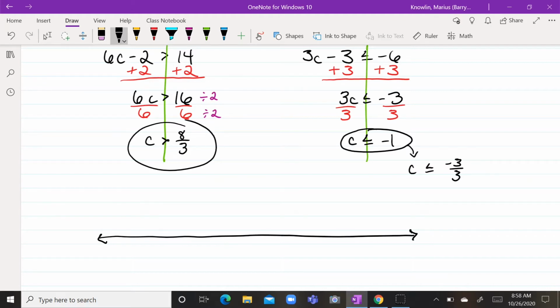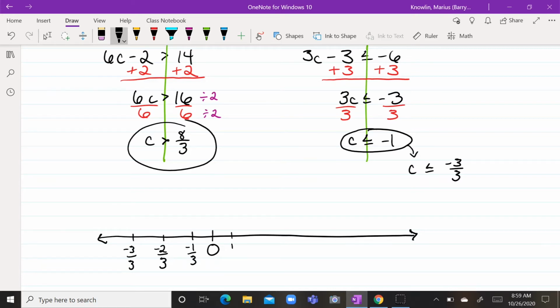So when I write up my graph here, I want to definitely have more positives, because the 8/3 is a greater thirds than the negative 3. So this would be negative 3 over 3. This would be negative 6 over 3. Right. Oh, you know what? No. Let's just count them by thirds. So negative 1 over 3, negative 2 over 3, negative 3 over 3.